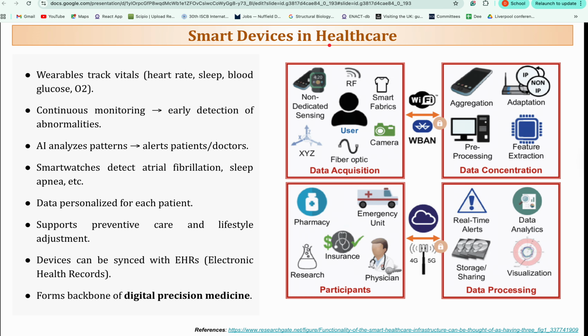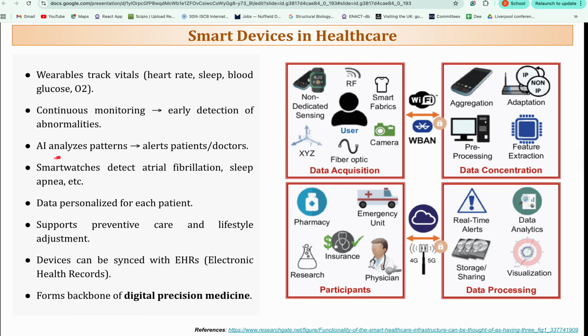So now we'll talk about the smart devices which are there in healthcare. Wearables track vitals, such as heart rate, sleep, blood glucose and oxygen, with continuous monitoring and early detection of abnormalities. So if you're wearing all these gadgets, then you will know quite early whenever some abnormality happens which is otherwise not recognized. AI analyzes patterns and alerts the patients and doctors.